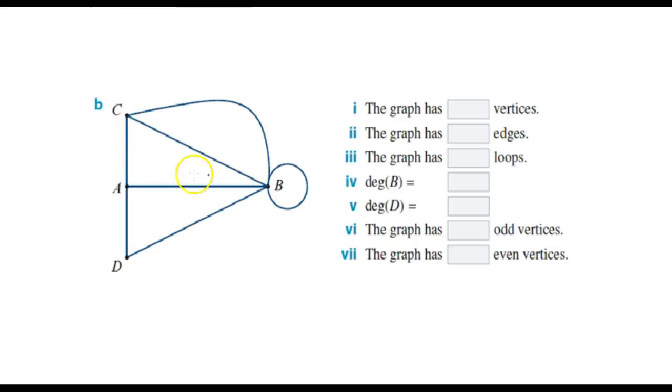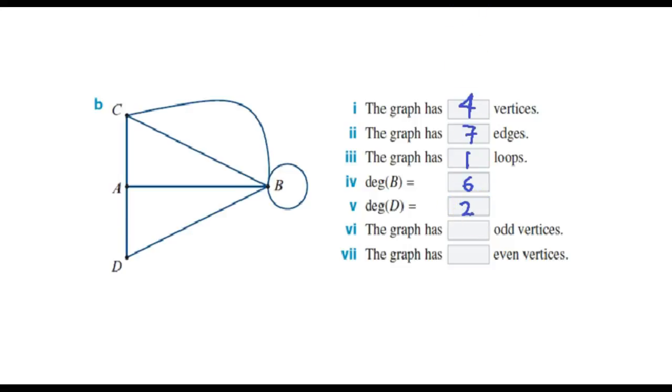Here's a question that shows a network and we have 1, 2, 3, 4 vertices. The graph has 1, 2, 3, 4, 5, 6, 7 edges. The graph has only one loop. The degree of B is 1, 2, 3, 4, 5, 6, remembering a loop contributes 2 to the degrees. The degree of D is 1, 2.